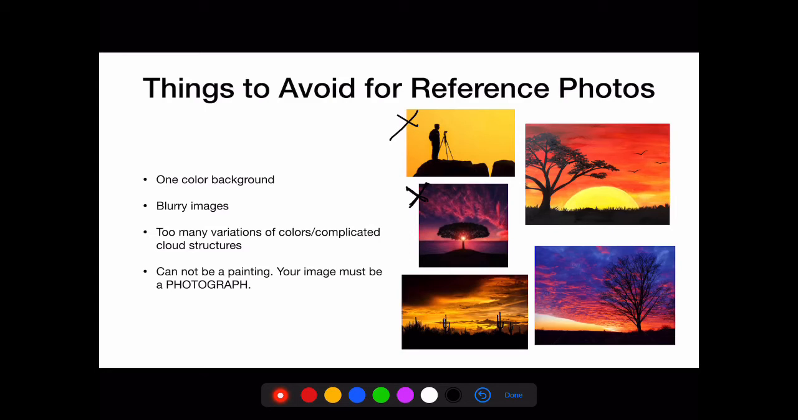The reason why we don't want a blurry image like this is because you're going to have to draw all of this detail in the tree. And if you can't see that detail clearly, then it's going to be really hard to put that in and have it look realistic. I also want you to avoid choosing images with too many variations of color.